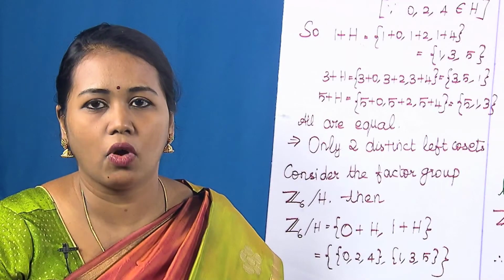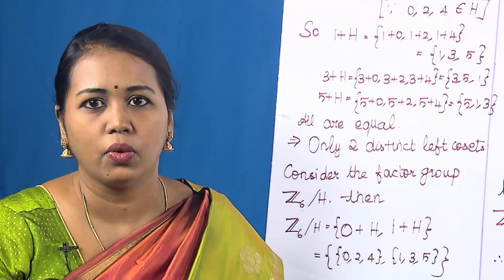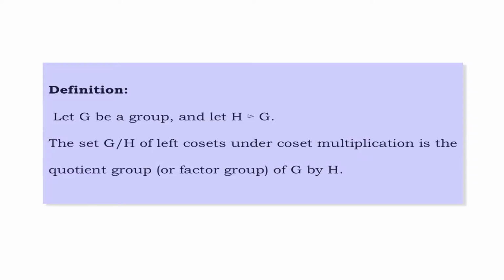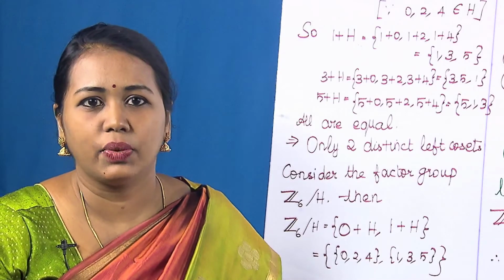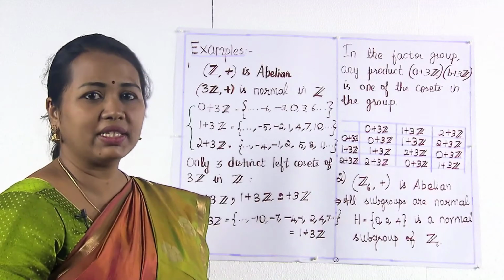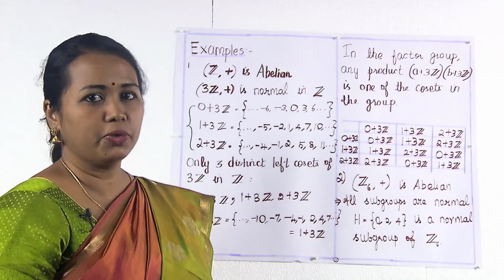By combining normal subgroups and cosets, we can define a quotient group. The definition is: let G be a group and let H be a normal subgroup of G. The set G/H of left cosets under coset multiplication is the quotient group or factor group of G by H. The upcoming examples will give more clarification. Now we shall see some examples of quotient groups.